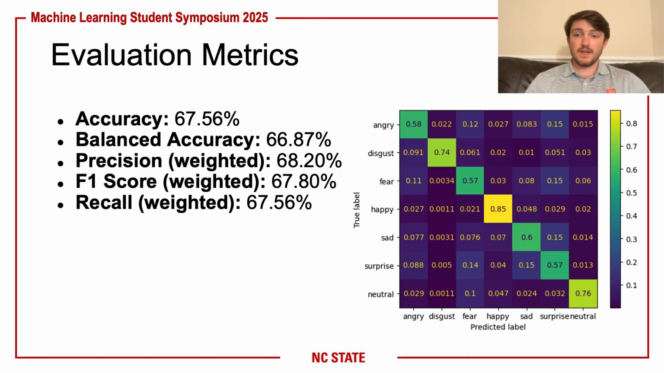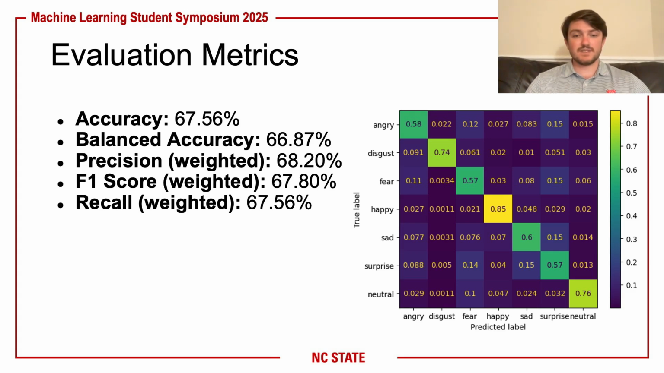With our new model, we were able to drastically improve our performance. So before, when we had 58%, we now have 67.56%. And that translates to the balanced accuracy, precision, F1 score, recall. All of those are about 10 percentage points higher than our baseline model.